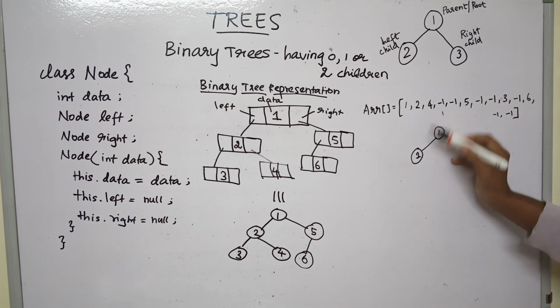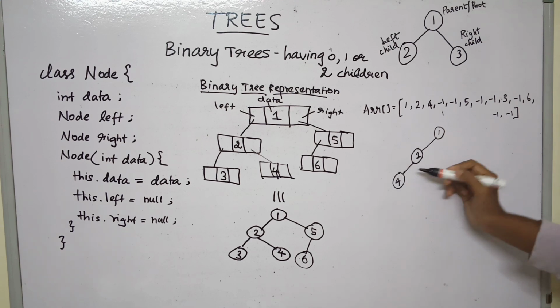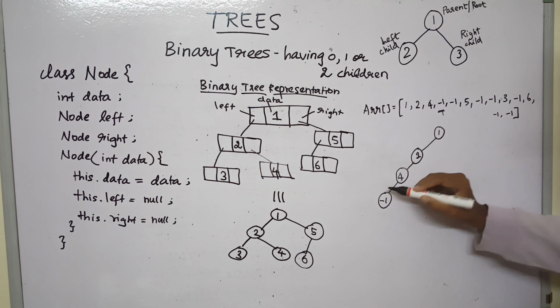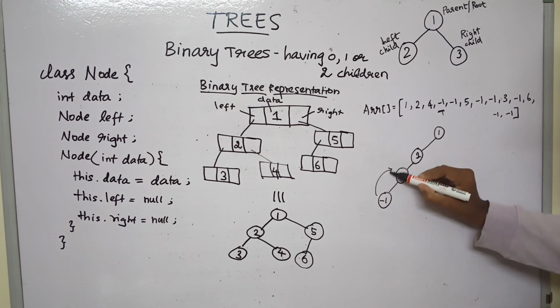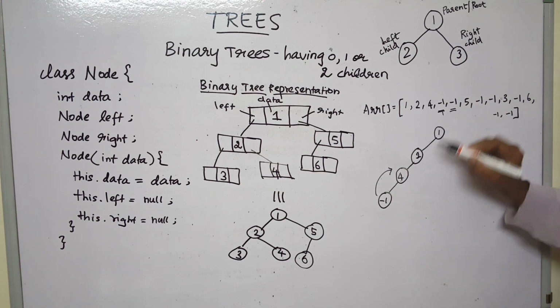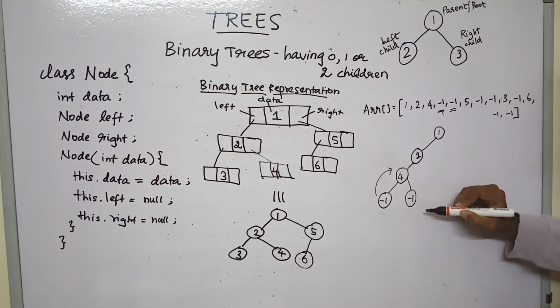From this array, the first element 1 will be the root. Then one by one the left subtrees will be created first. Now we are encountering a -1 after 4. So -1 means a null node. Since it is a null node and there is no left child for the node 4, we'll go back and then we'll create the right subtree.